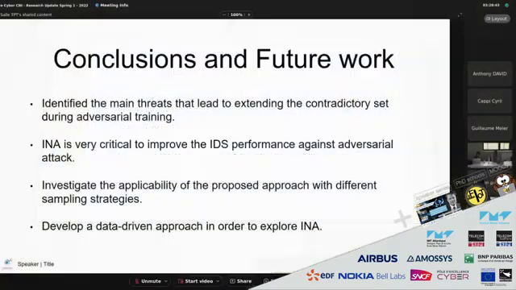We try to insist that INA is very critical to improve the IDS performance against adversarial attacks, as it allows us to identify some of the quality criteria inside the dataset. In future work, we want to investigate the applicability of the proposed approach with different sampling strategies, and try to apply this on different kinds of datasets. And finally, we want to develop a data-driven approach in order to explore INA and learn this INA, and find a methodology to validate these methods.